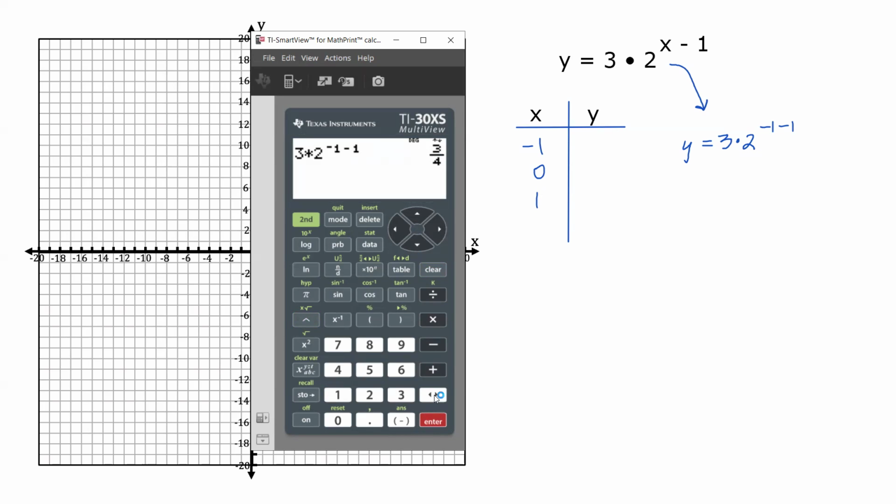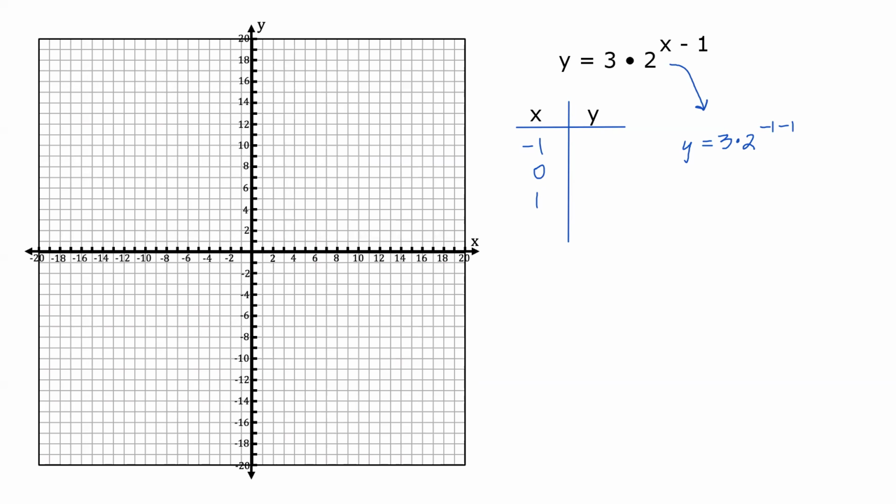Now, a lot of calculators are going to automatically give it to you as a decimal, so 0.75 there. If you're not sure, and you get it as a fraction and your calculator won't change that, you can always divide fractions. That's just a division bar. So 3 divided by 4 is 0.75. Okay. So I know at -1, I'm up 0.75.